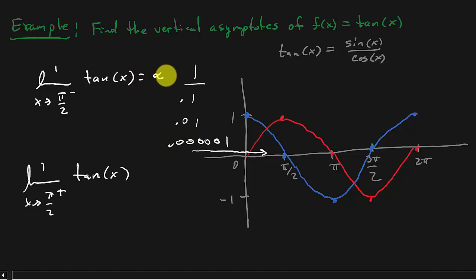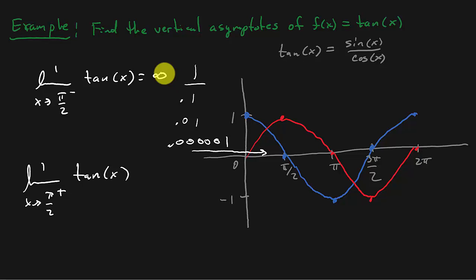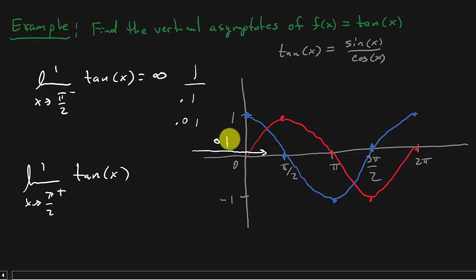That's infinity. Okay? Now, what about tangent x as x approaches pi over 2 from the right-hand side? Well, guess what? That's going to be the same thing. I mean, it's not going to be infinity, but it's similar.